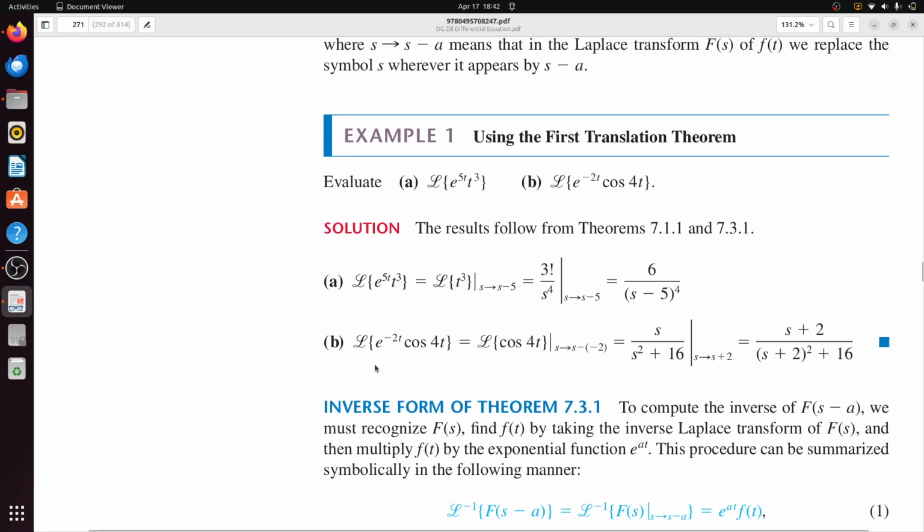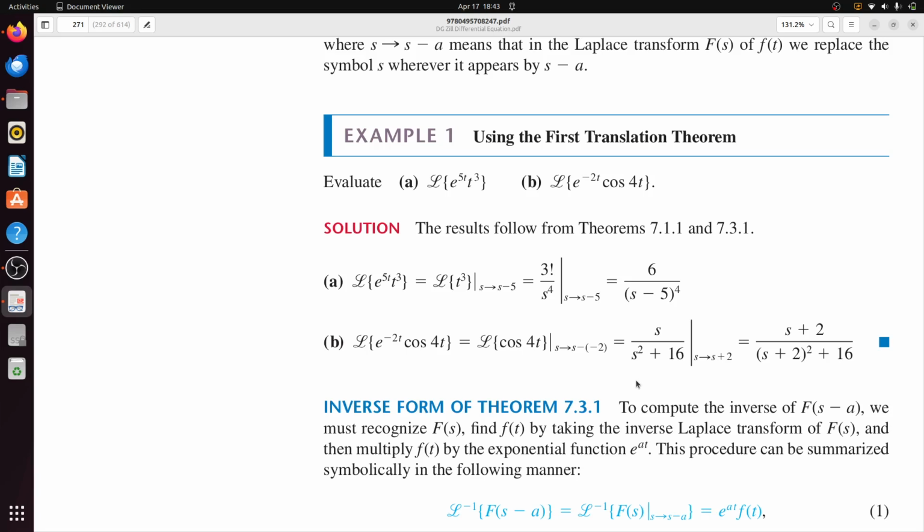Like the Laplace transformation of e to the power minus 2t into cos 4t. So cos 4t is a trigonometric function, and we know that the Laplace transformation of cos 4t is s by s square plus 16. Now what you need to do is, instead of s you put s minus minus 2, that implies s plus 2, and (s plus 2) whole square plus 16. So this becomes (s plus 2) by (s plus 2) whole square plus 16.